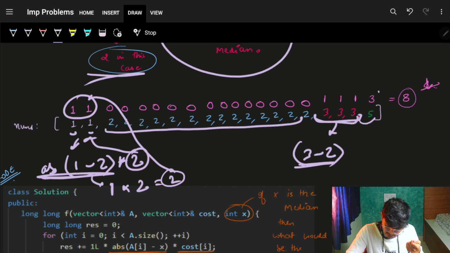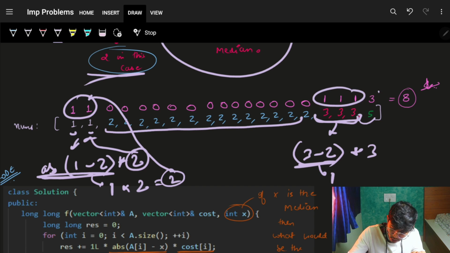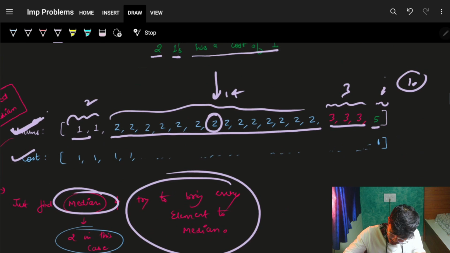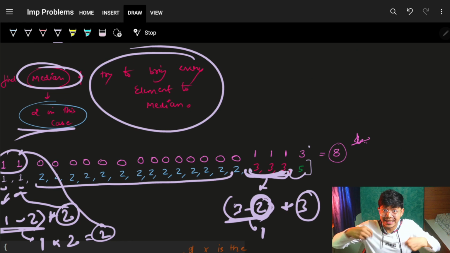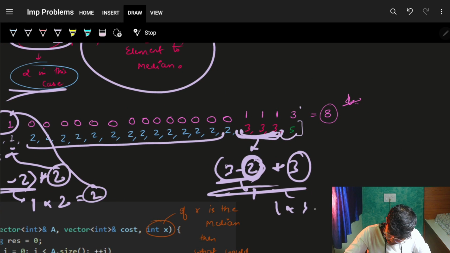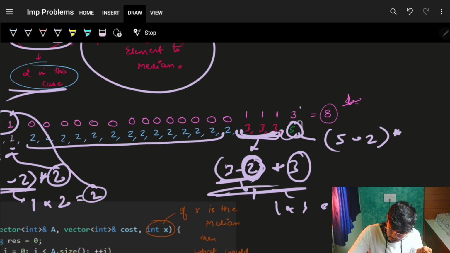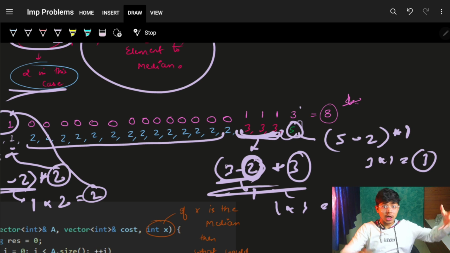So the cost difference will be 1, and that count is nothing but 3. I didn't transform those to a 2 because I know the median is 2, and that's the reason the total cost is 1 into 3, which is 3. If I had a 5, simply 5 minus 2, and the frequency is 1, so 3 into 1, which is actually 3.